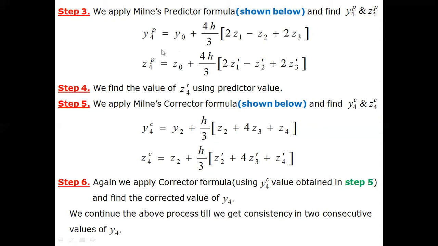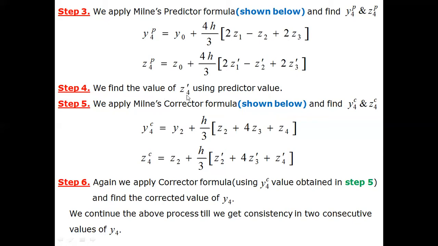After finding these predictor values, we find z4 dash. See why we need this z4 dash. Remember, after using the predictor formulae in Milne's, we have to apply the corrector. In the corrector formulae, there is a term z4 dash. So before applying this corrector formula, we have to calculate z4 dash. So we find the value of z4 dash using the predictor values we got here.